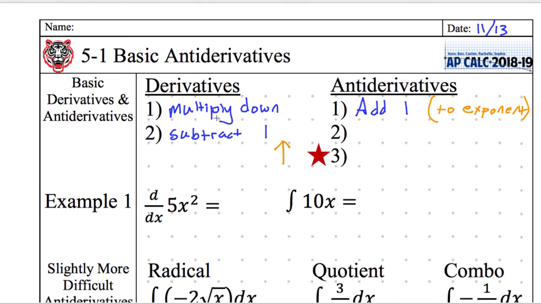And then what we did was we multiplied down. So the 2, if I'm taking the derivative, came down and got multiplied. To undo that, what am I going to do? You divide. Oh, close. You definitely divide, because the opposite of multiply is divide. So let's write that down. Divide. We can say up or down, it doesn't really matter. But you just know that you're dividing by whatever you added to the exponent.